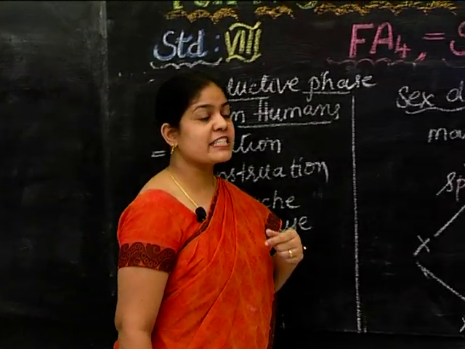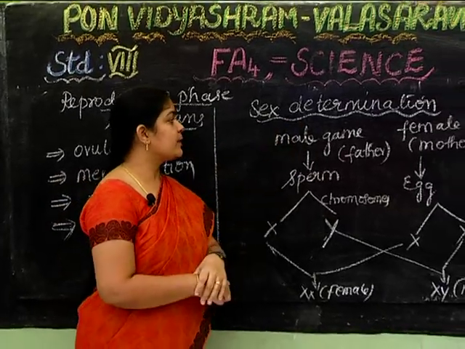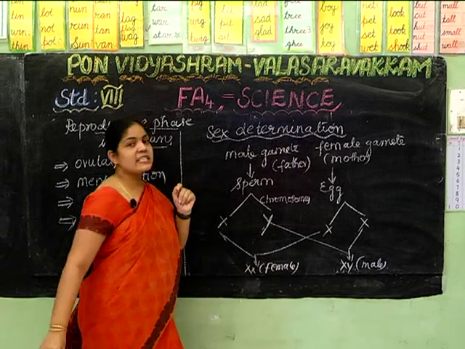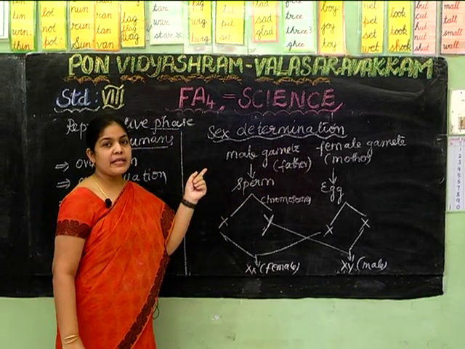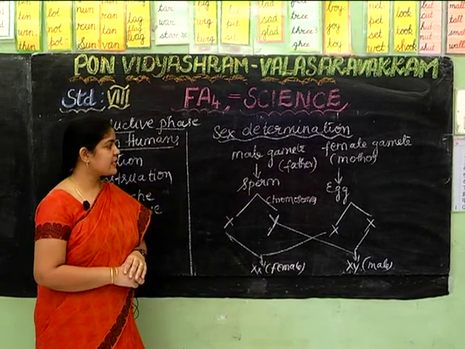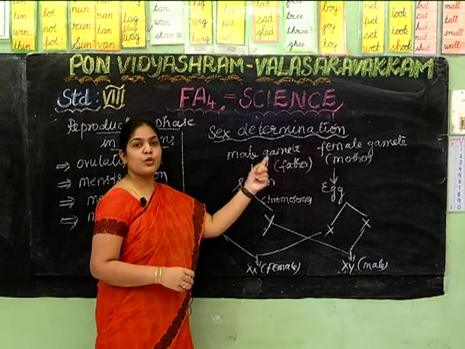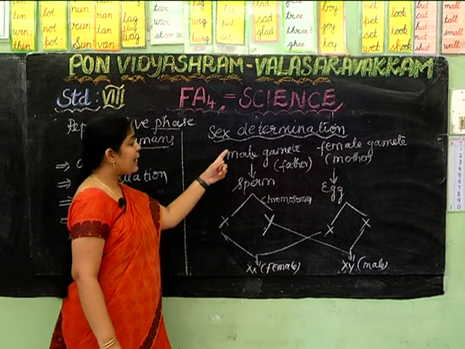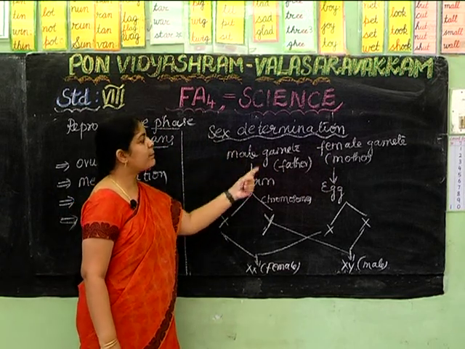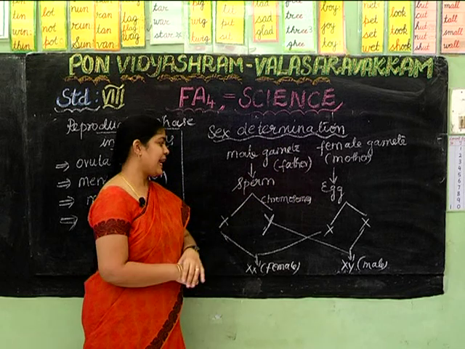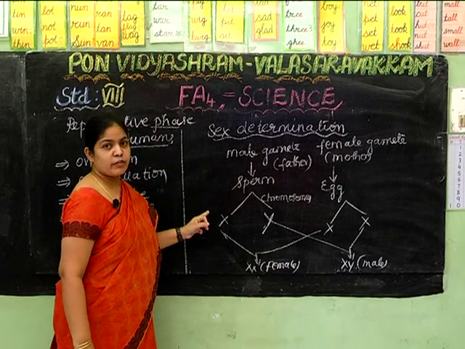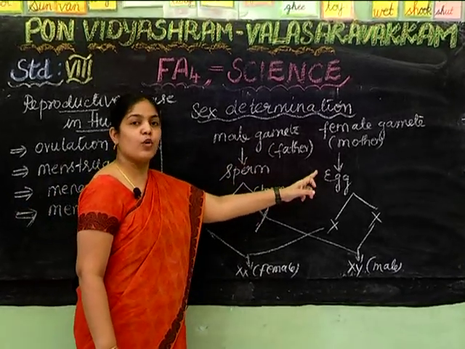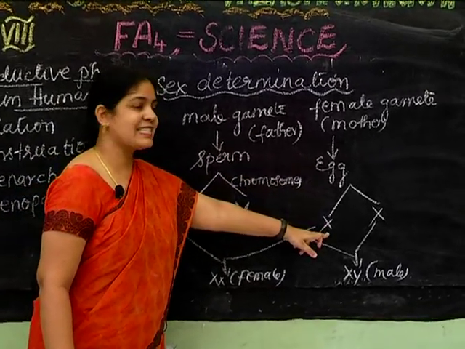The next topic for discussion is sex determination. Sex is determined by the gametes which are fused to form the zygote. We have the male gamete produced by the father and the female gamete produced by the mother. The male gamete is called the sperm and the female gamete is called the egg. The sperm will have two types of chromosomes, either X or Y, whereas the egg will have only one type of chromosome called X.